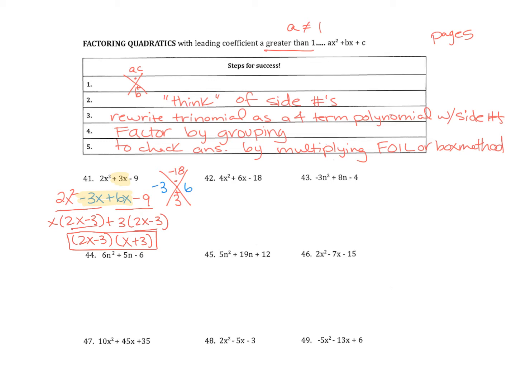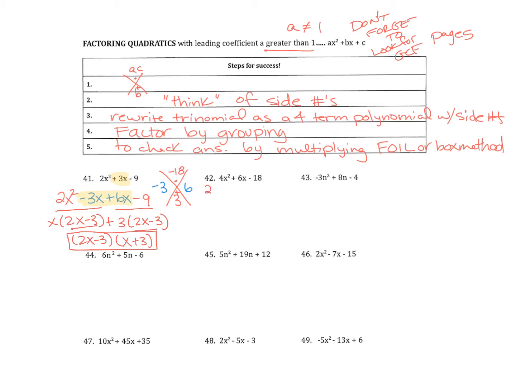So let's take a look at 42. So 42, before you start doing this one, don't forget, and I'm going to write this at the top of our page, don't forget to look for GCF. Because it always makes my work easier when I have smaller numbers. So in this particular case, I notice they're all even. I can factor out a 2. So what do I do with that 2? It just comes out in front.